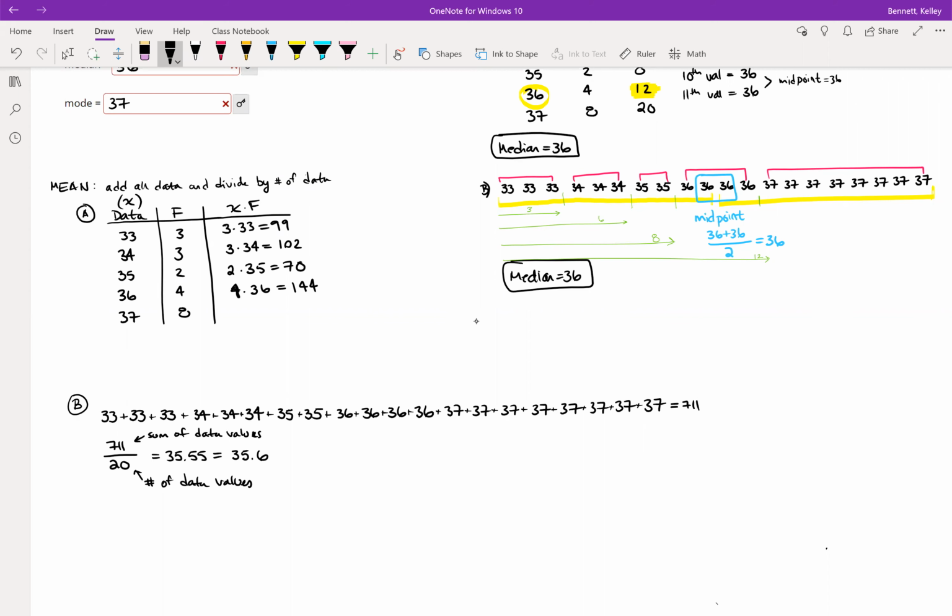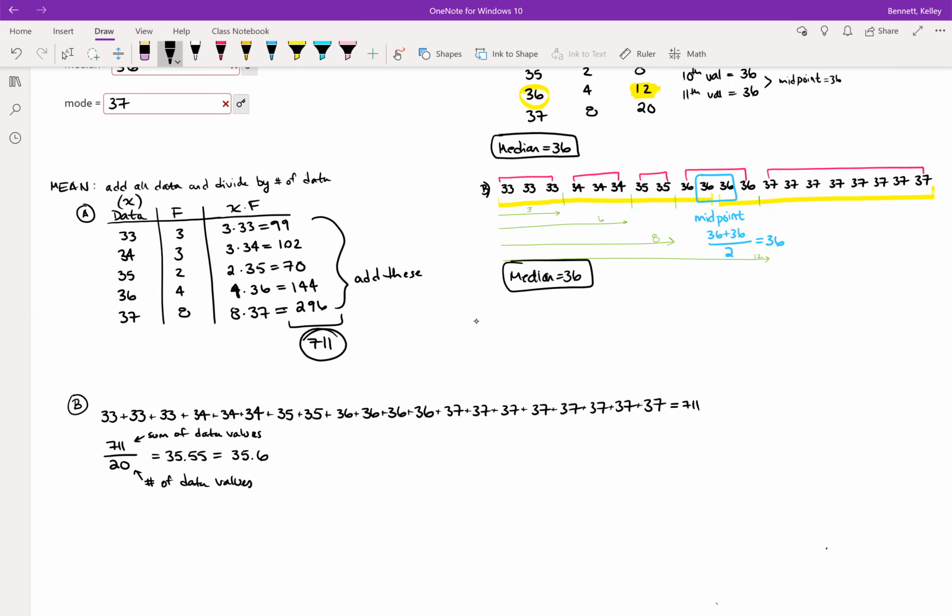Yeah, because 12 squared. Okay. And then you have 8 times 37, which I'm definitely getting a calculator for that one. Hopefully I didn't make any errors. Okay, so 8 times 37 is 296. And then what you can do is you can then just add all of these up. So that's going to be 99 plus 102 plus 70 plus 144 plus 296. And guess what? You get 711, right? That's the sum of all your data.